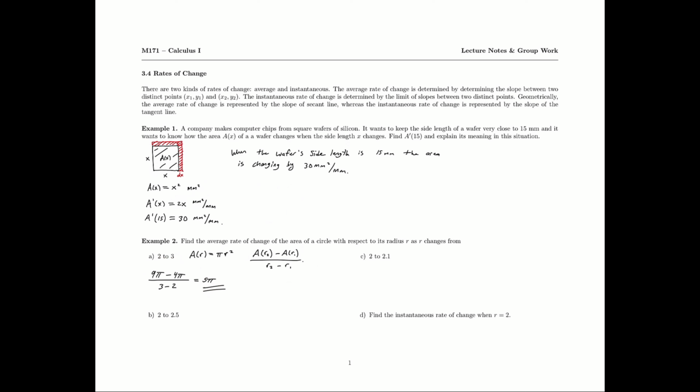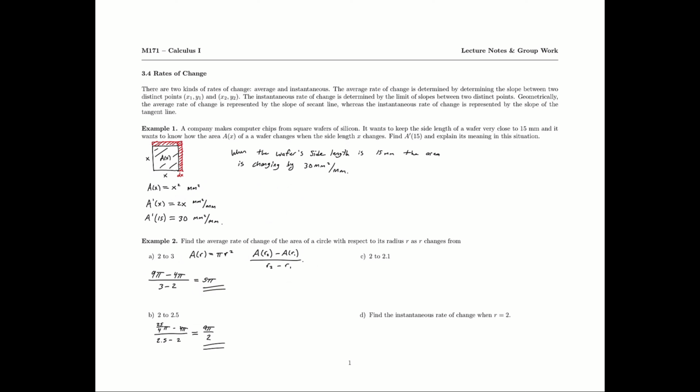For part B, we're going to do 2.5 squared. So 2.5 squared would be 25/4 pi minus 4 pi all over 2.5 minus 2. After doing some common denominator arithmetic, I'm just skipping all that, it's all sort of hidden in this equal sign, we get 9 pi over 2, which 9 halves is just 4.5, right? So that's 4.5 pi. This is still pretty close to 5 pi, but it's changing, okay?